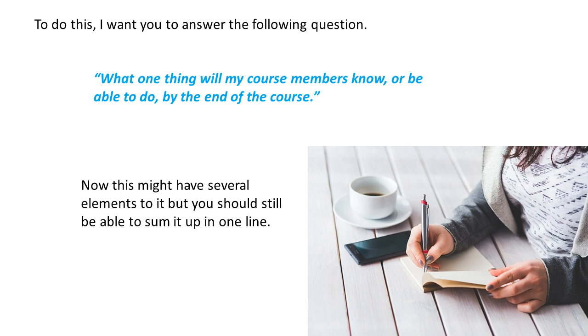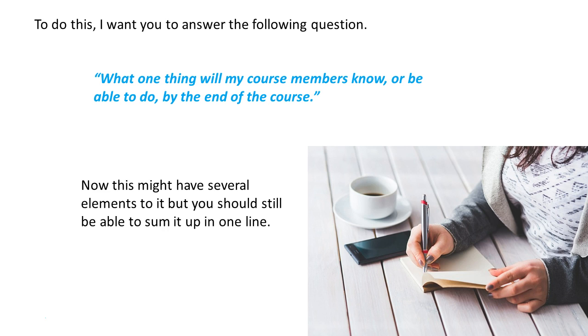Now, this might have several elements to it, but you should still be able to sum it up in one line. So even if you feel that your course is broader than that, they're going to learn several things, you need to still bring it down to something that is easy to say, easy to describe in that one line. Obviously, when you go on to market the course and you've got your sales page and all those kind of things, you can go into much more detail at that stage. You can go into all the benefits, all the features, all those kind of things.